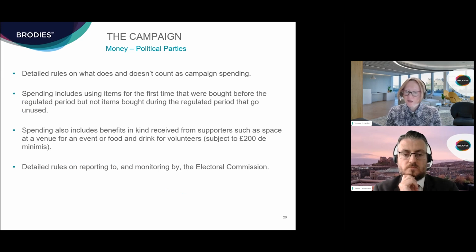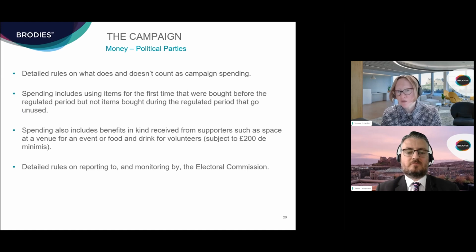If we move on, quite aside from the absolute limit on spending, there are detailed rules on what counts and doesn't count as campaign spending. And it can get quite complicated because, as an anti-avoidance provision, spending during the regulated period includes using things that you bought before the regulated period but hadn't used before then. And it excludes things that you might buy just now during the regulated period, but you don't use up.